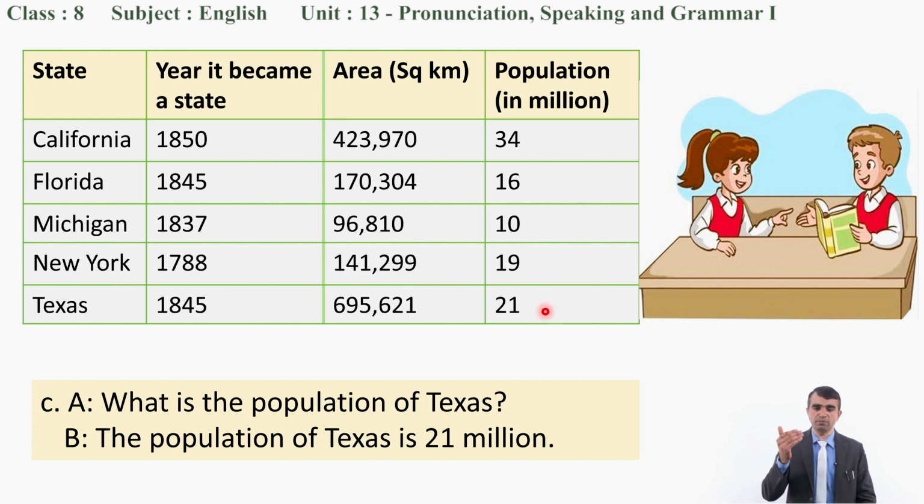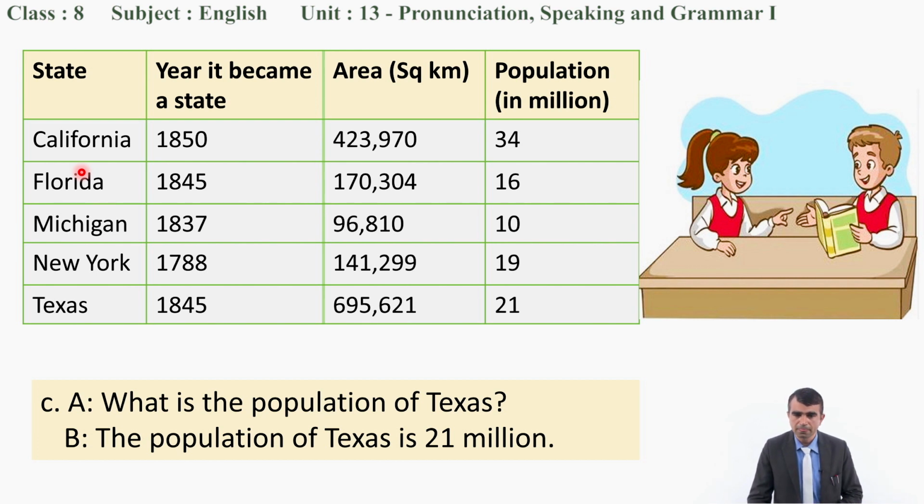Million. Yes, 21 million. So the population of Texas is 21 million. Good. So you can ask about the population of other states, and you can give the population and ask about the state as well. For example, which state has 16 million population? Now the others should answer, Florida. Florida has the population of 16 million.